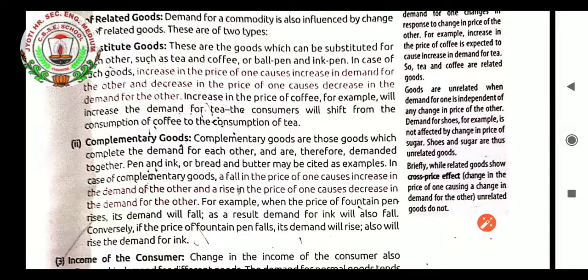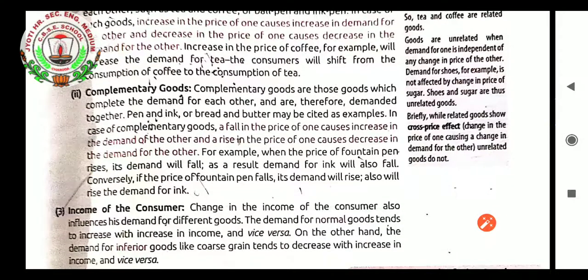Complementary goods. Complementary goods are those goods which complete the demand for each other and are therefore demanded together. Like for example, for pen, refill is a complementary good. For pen, ink is a complementary good. Bread and butter are complementary goods. When bread demand increases, butter demand will also parallelly increase. So those are the complementary goods.